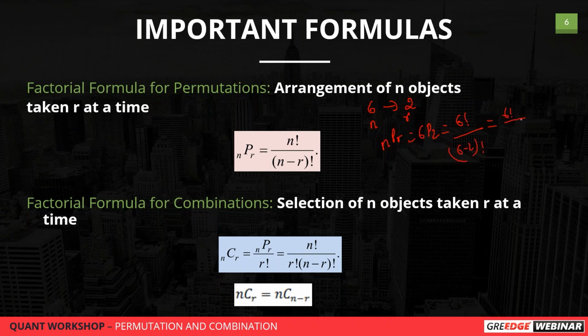Mathematically, we can calculate using the direct form. 6 factorial I can expand like this, or we can directly say 4 factorial, and the 4 factorial will vanish. So the remaining gives us the answer. If you have 6 letters and choose 2 at a time, you get 30 different possibilities. Clear, everyone?